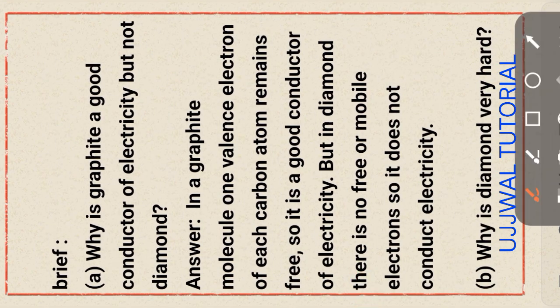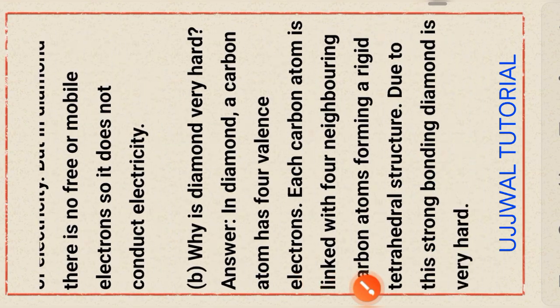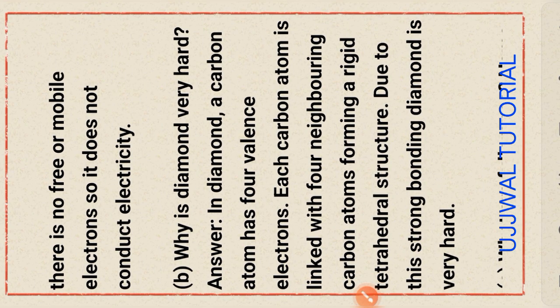Okay, next question type. Why is graphite a good conductor of electricity but not diamond? In a graphite molecule, one valence electron of each carbon atom remains free. So it is a very good conductor of electricity. But in diamond, there are no free or mobile electrons. So it does not conduct electricity. Okay, clear?